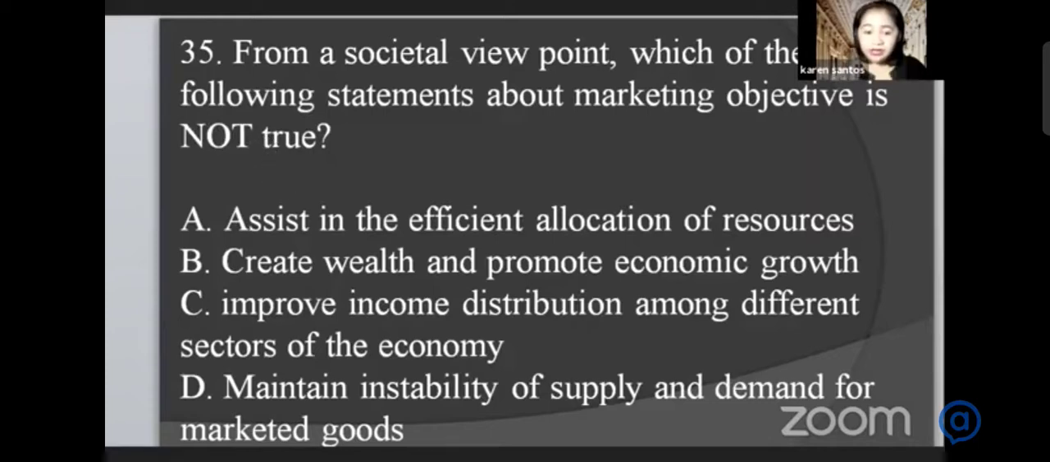So the correct answer is letter D, which is maintain instability of supply and demand for market goods. Why letter D? Because of the word instability. When we say instability, it is the lack of stability, or being unstable. Sometimes the question is easy, and also the choices. Sometimes they trick you in the question and the choices, so you have to be careful and read it carefully.